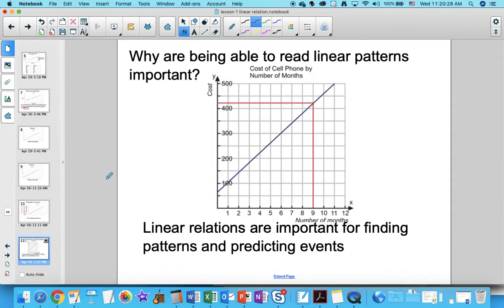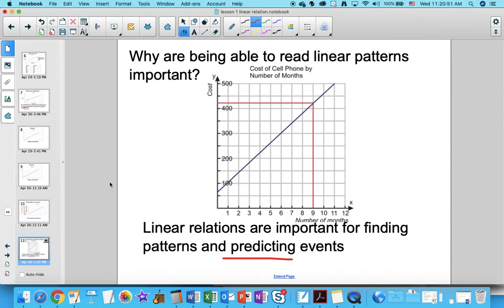So, why is being able to read linear patterns important? Linear relations are important for finding patterns and predicting events. For example, the cost of a cell phone by number of months. You can see the cost of the cell phone starts to go up over a period of time.